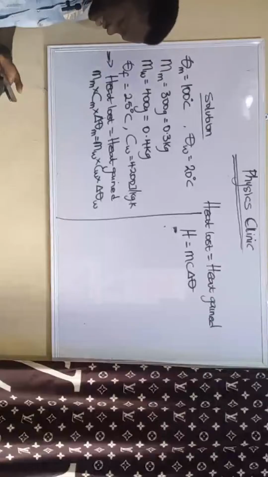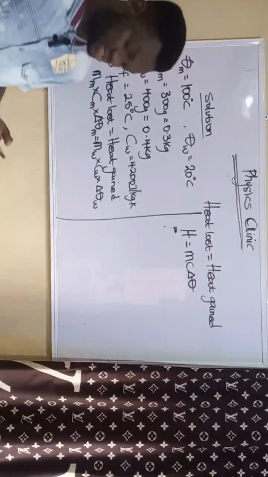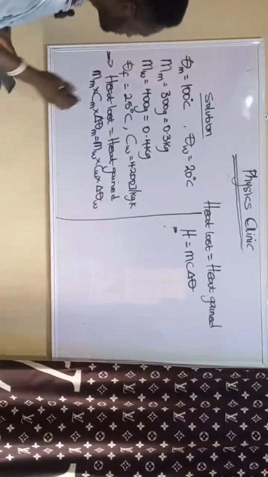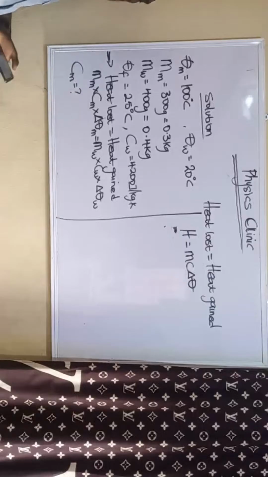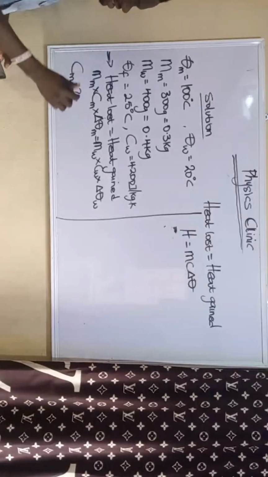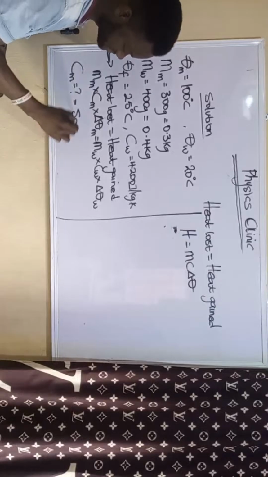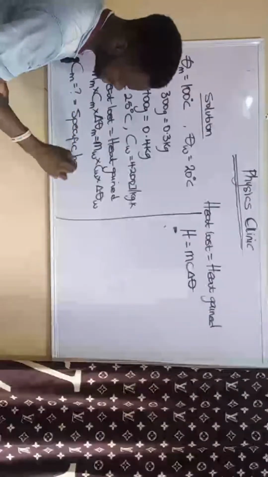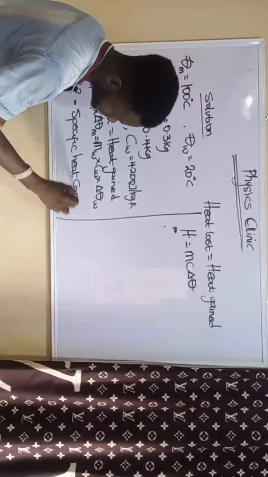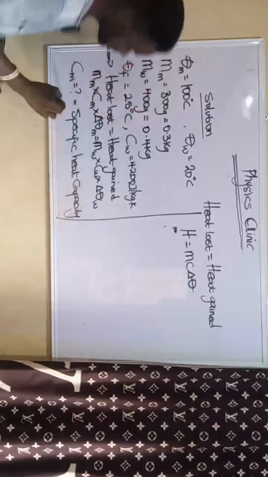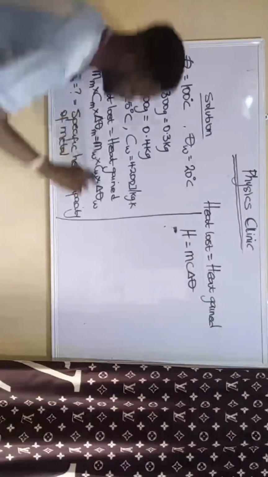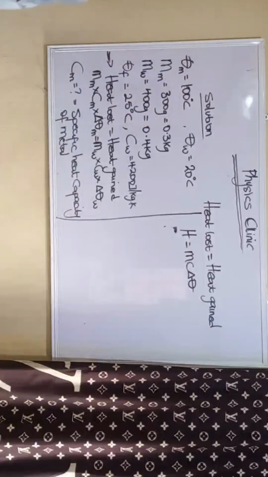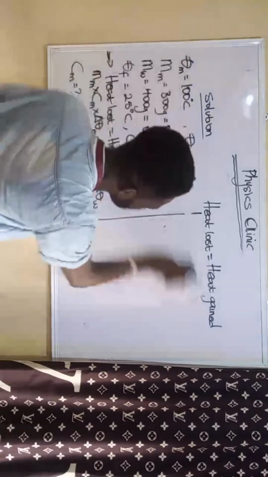Okay? The question now says we should calculate the specific heat capacity of the metal. So we are looking for Cm. Cm is the unknown here, the specific heat capacity of metal. That's what we are to look for. Okay, so we have our representation already. So let's input our values and obtain a value for Cm, the specific heat capacity of the metal. All right, so we proceed.